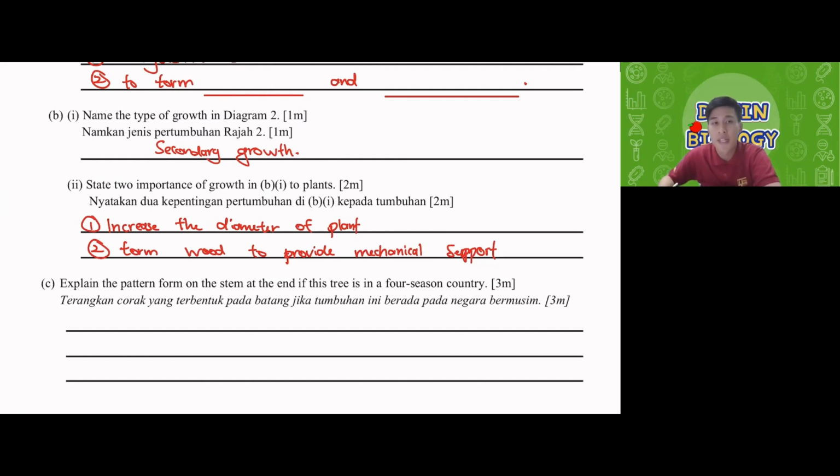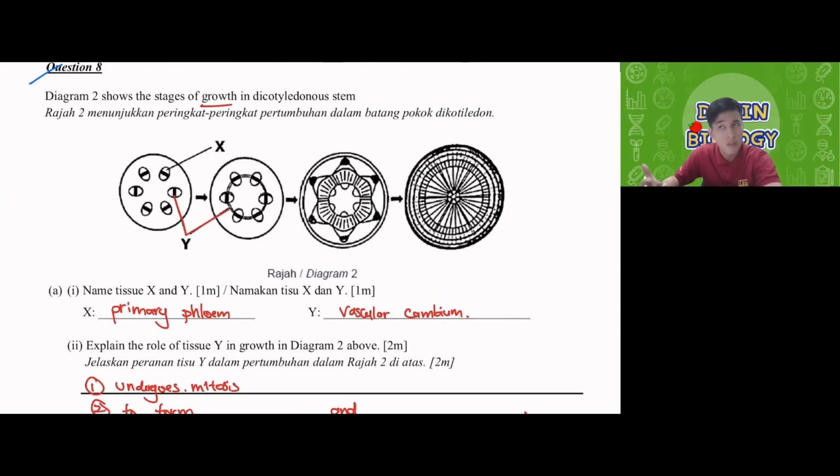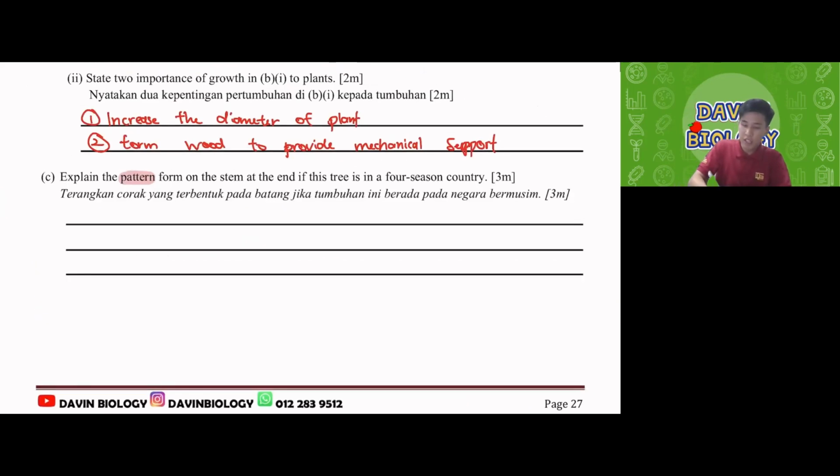Explain the pattern formed on the stem at the end of this tree if it's in a 4-season country. So what pattern are they talking about? Who can tell me? Yes, Jacqueline, correct. It's the ring. Felicia also correct. The ring is the annual growth ring, the bright and dark ring. So you are going to name the pattern: annual growth ring. Bright and dark pattern ring is wrong.